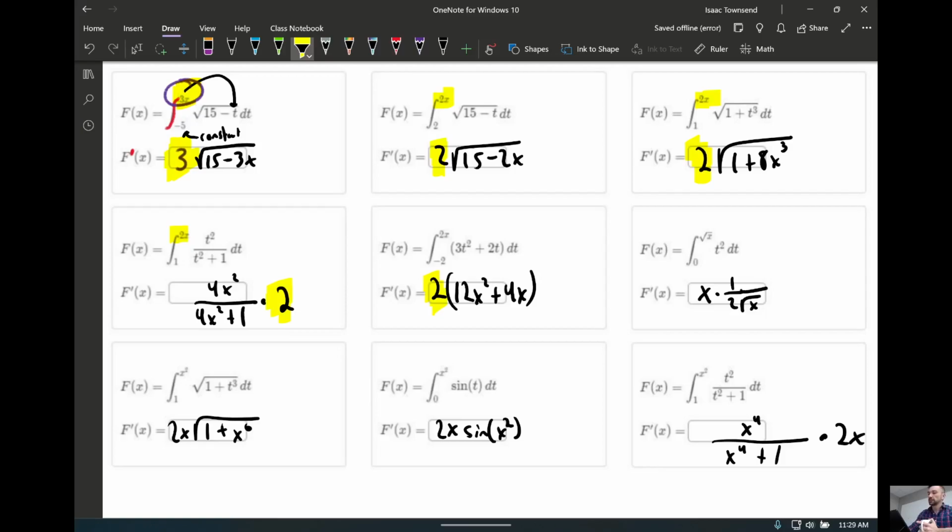Plugged in x squared everywhere there was a t, and then multiplied by 1 over 2 square root of x because of chain rule. Plug this in, don't forget chain rule. Plug that in, don't forget chain rule.